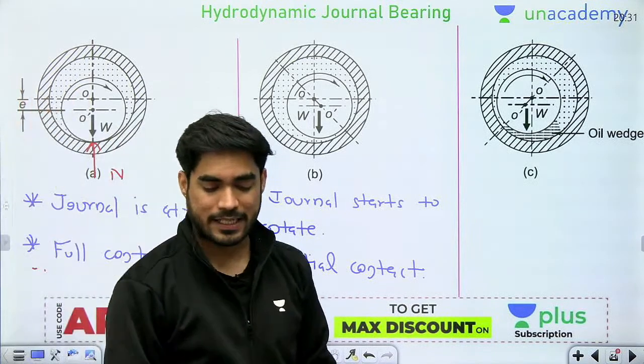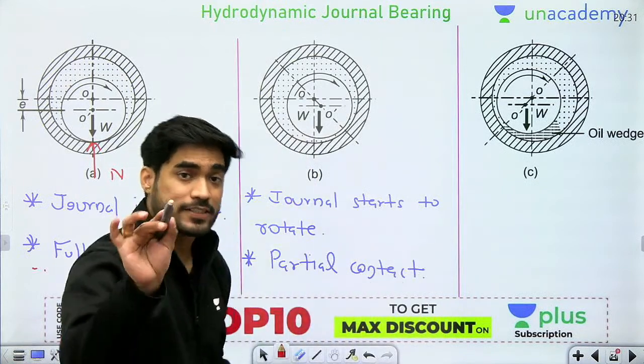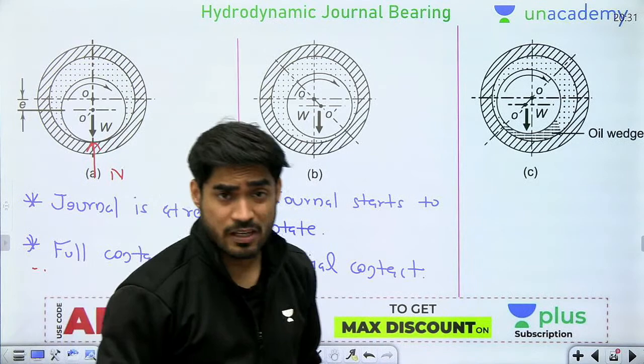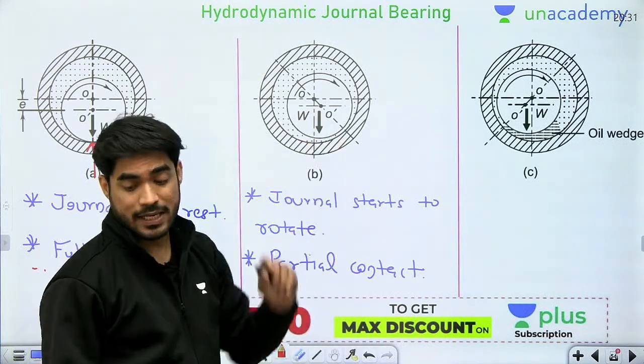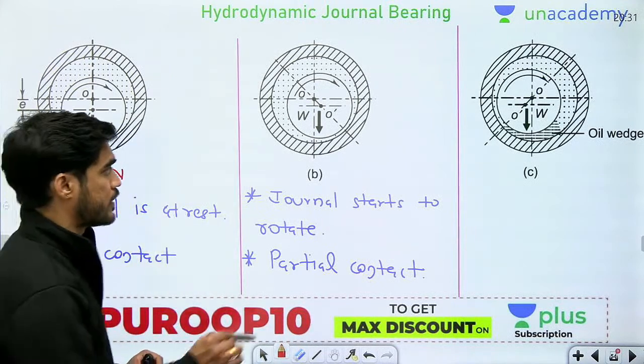What other force will be acting between them? Normal force will come for sure, but what comes along with the normal force? Yes, friction force will be there, right? Between the journal and bearing surface there will be friction force. Understand what will be the direction of forces, okay?